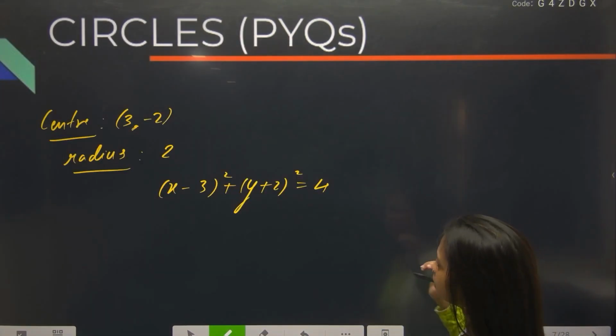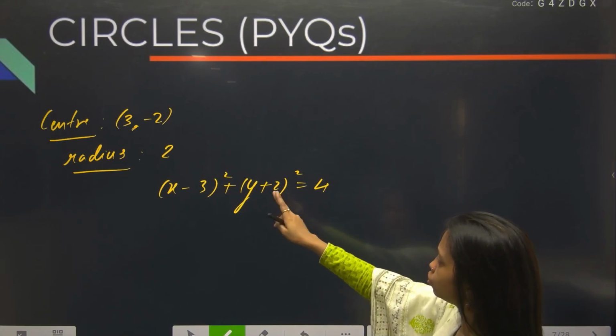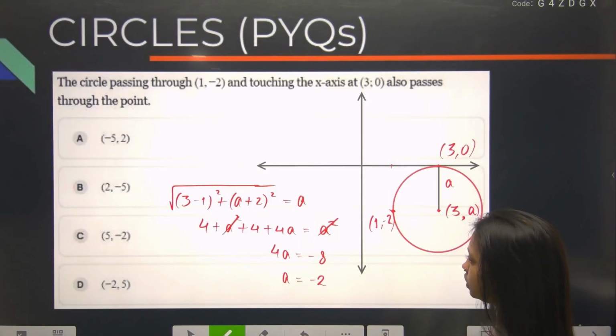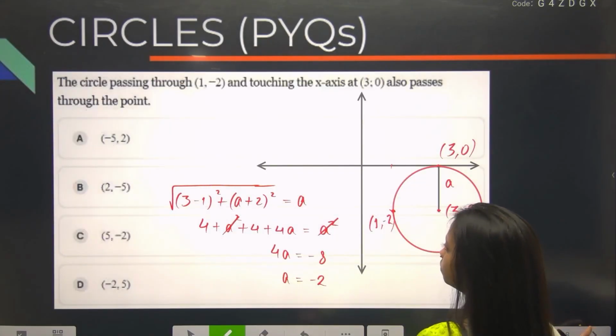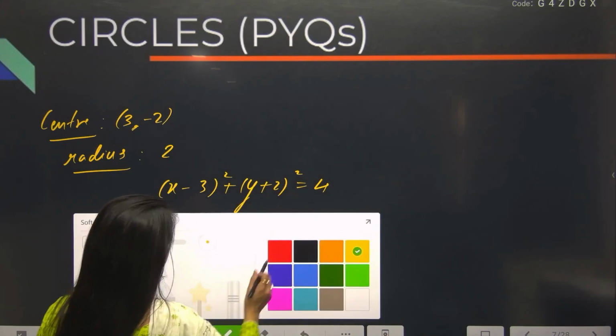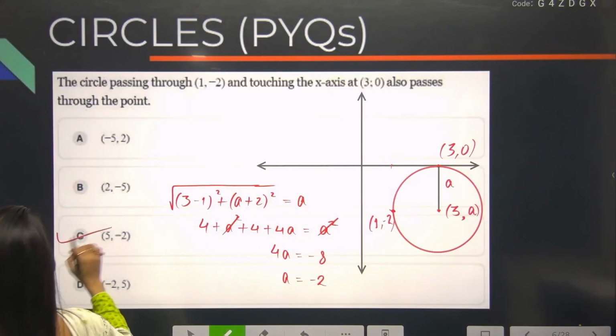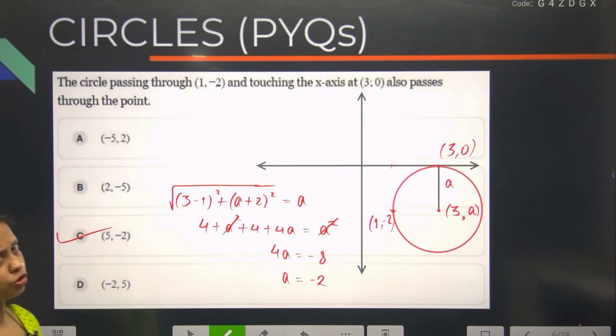So over here I can see that 5 minus 3 is 2 square, and this is minus 2 plus 2. This 5 minus 2 is satisfying. C is satisfying this directly. C is your answer. Okay, direct substitution would work.